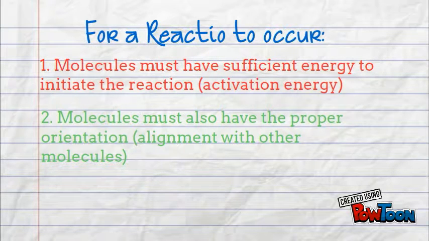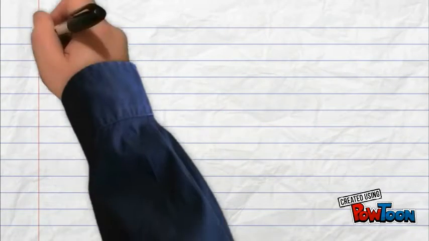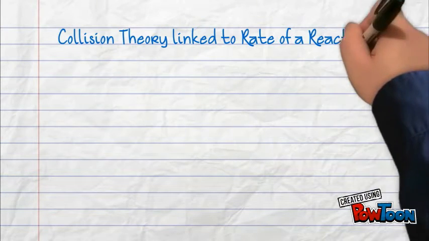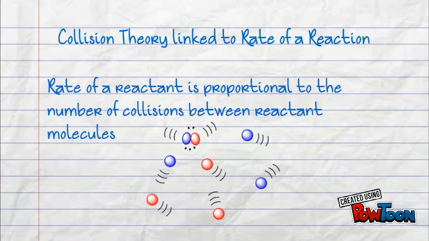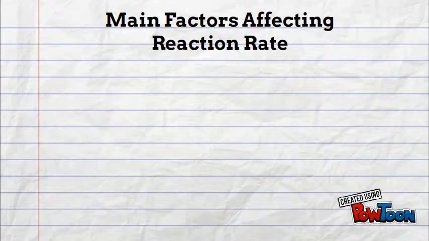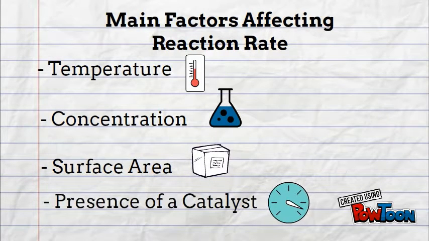This is the basic model of collision theory, showing that without these requirements, an effective collision will not occur. Collision theory is therefore linked to the rate of reaction, as it states that the rate of a reaction is proportional to the number of collisions between reactant molecules. Temperature, concentration, surface area, and the presence of a catalyst are the main factors that influence reaction rates, bringing us now to understand how each individual factor has an influence.